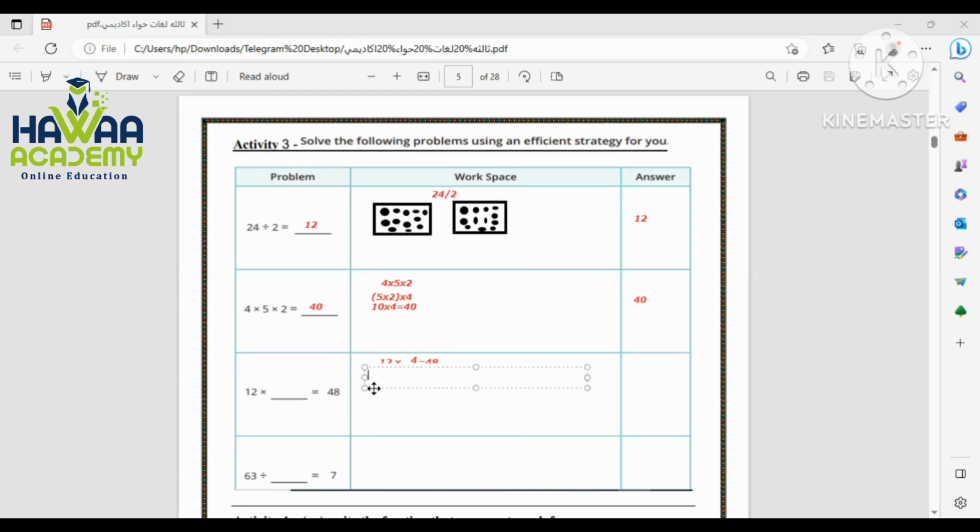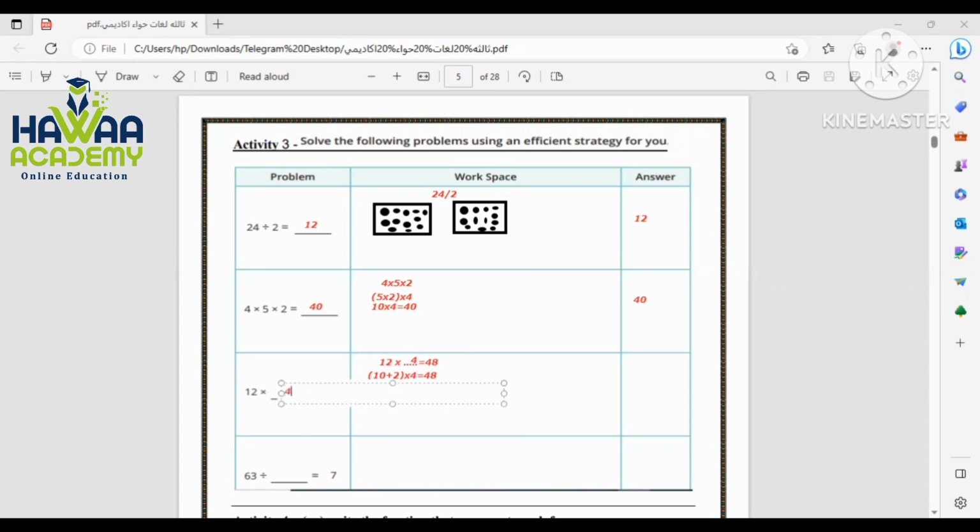We'll do it using the distributive property. 10 plus 2, times 4, equals 48. Right? 10 times 4 equals 40, plus 2 times 4 equals 48. I will take the first one to solve this question. 2 times what gives me 8? 2 times 4 gives me 8. Or 10 times what gives me 40? 10 times 4 gives me 40.